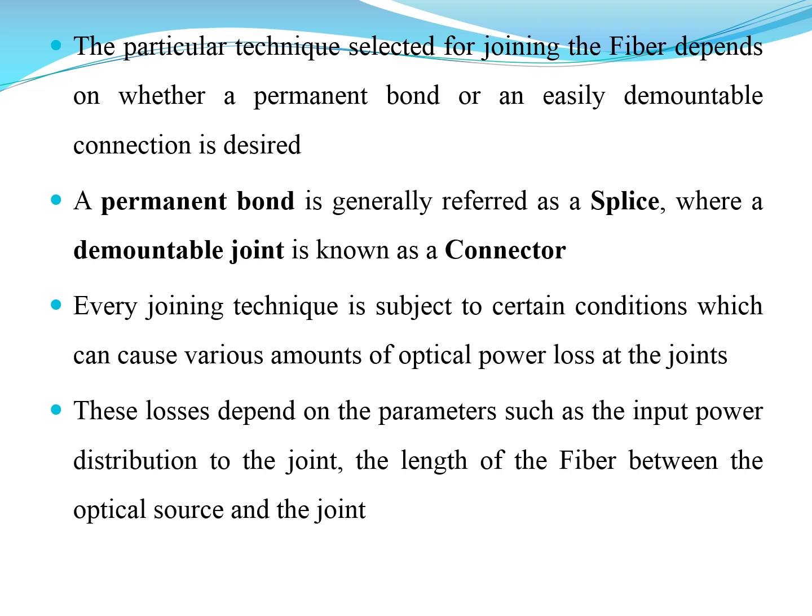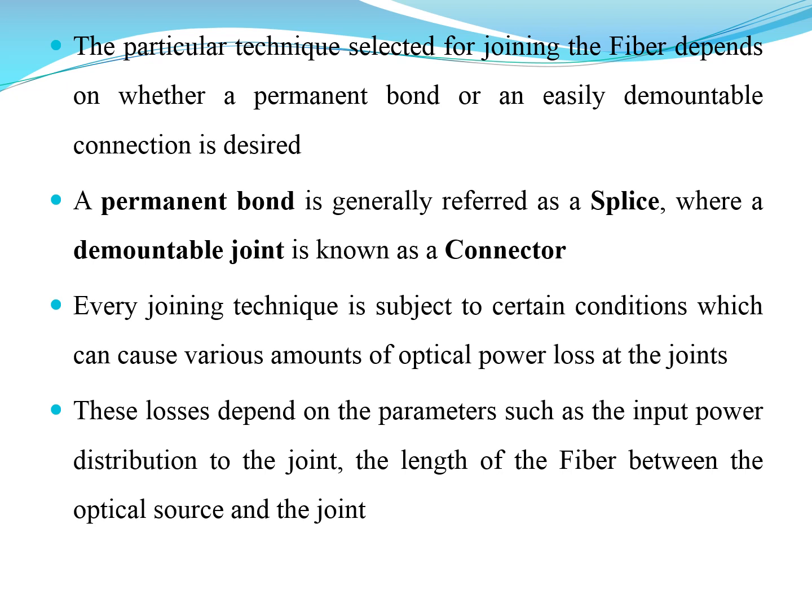A permanent joint or bond is referred to as a splice, as we have already discussed in the previous slide, whereas a demountable joint is known as a connector. Every joining technique is subject to certain conditions, like optical power loss at the joint. What is the amount of loss which occurs when we try to join the optical fibers? These losses are also dependent on parameters such as input power distribution, the length of the fiber between the source and the joint.